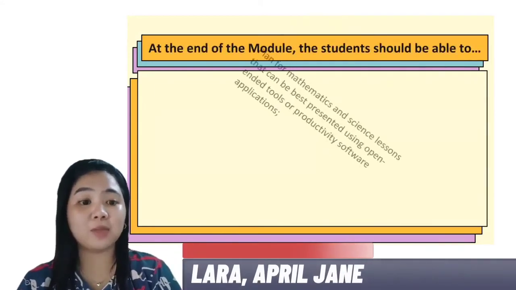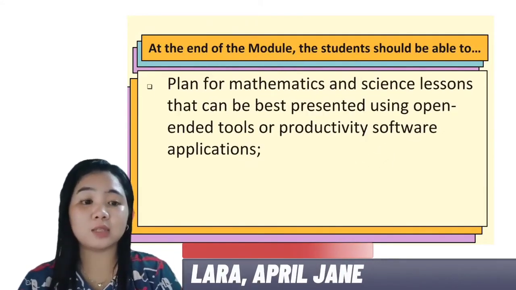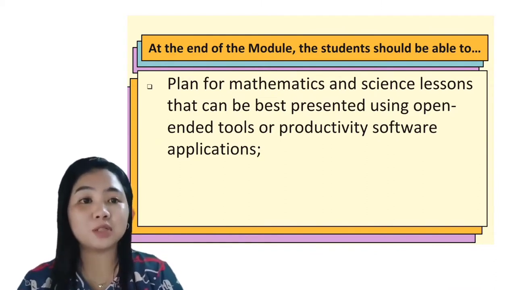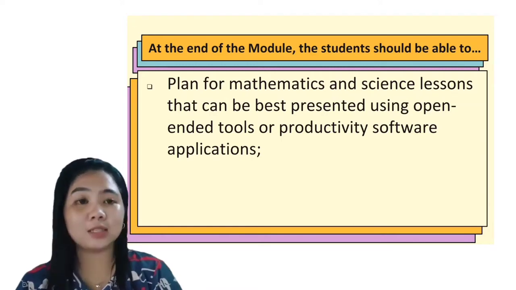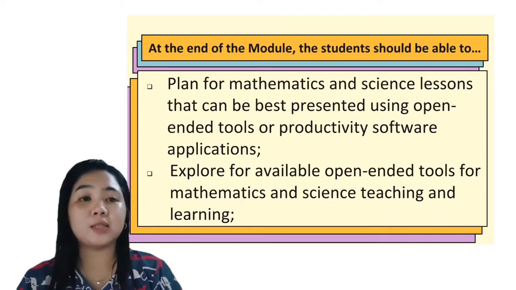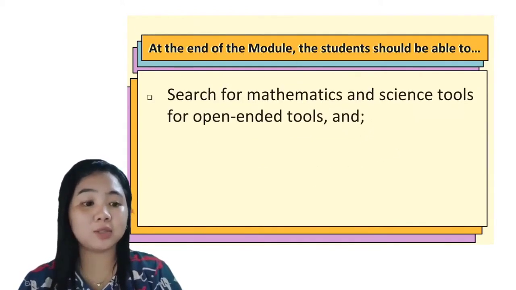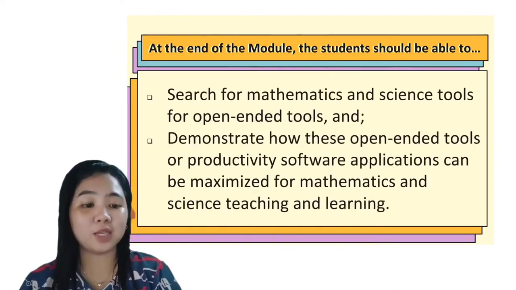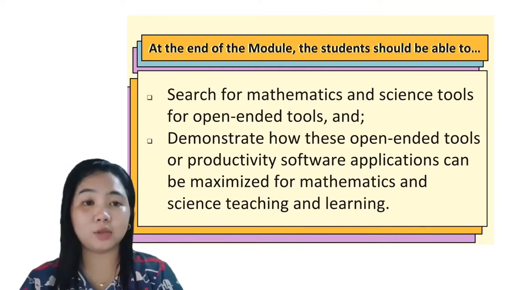this module, the student should be able to plan for mathematics and science lessons that can be best presented using open-ended tools or productivity software applications. The next is explore for available open-ended tools for mathematics and science teaching and learning. Next is search for mathematics and science tools for open-ended tools and demonstrate how these open-ended tools or productivity software application can be maximized for science and math teaching and learning.